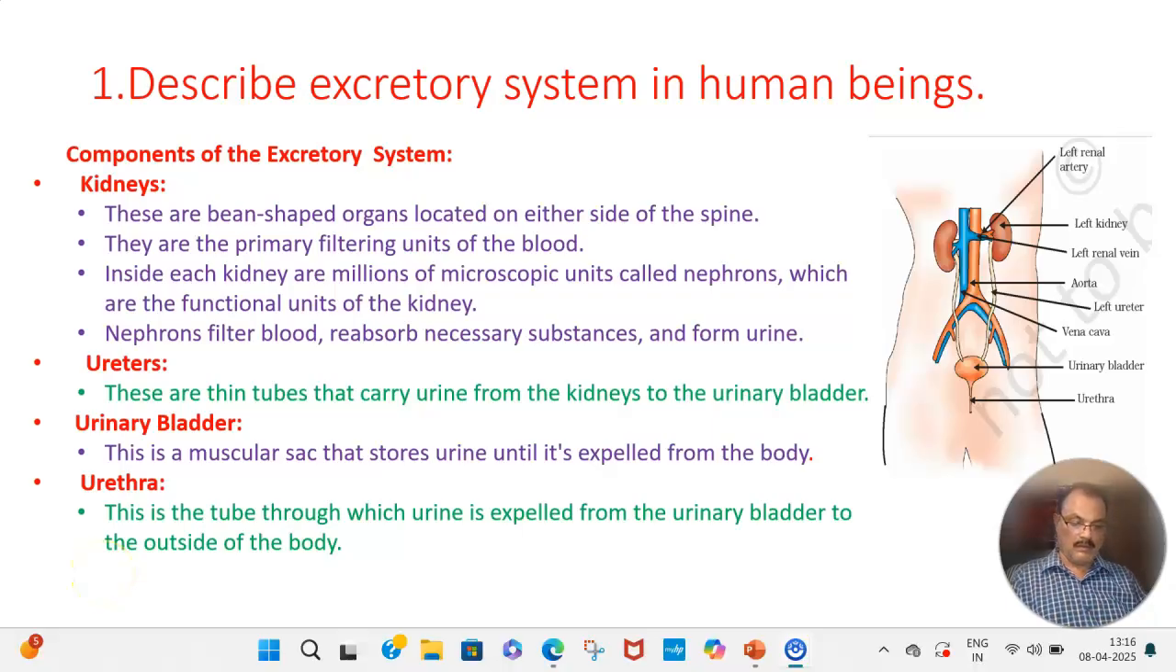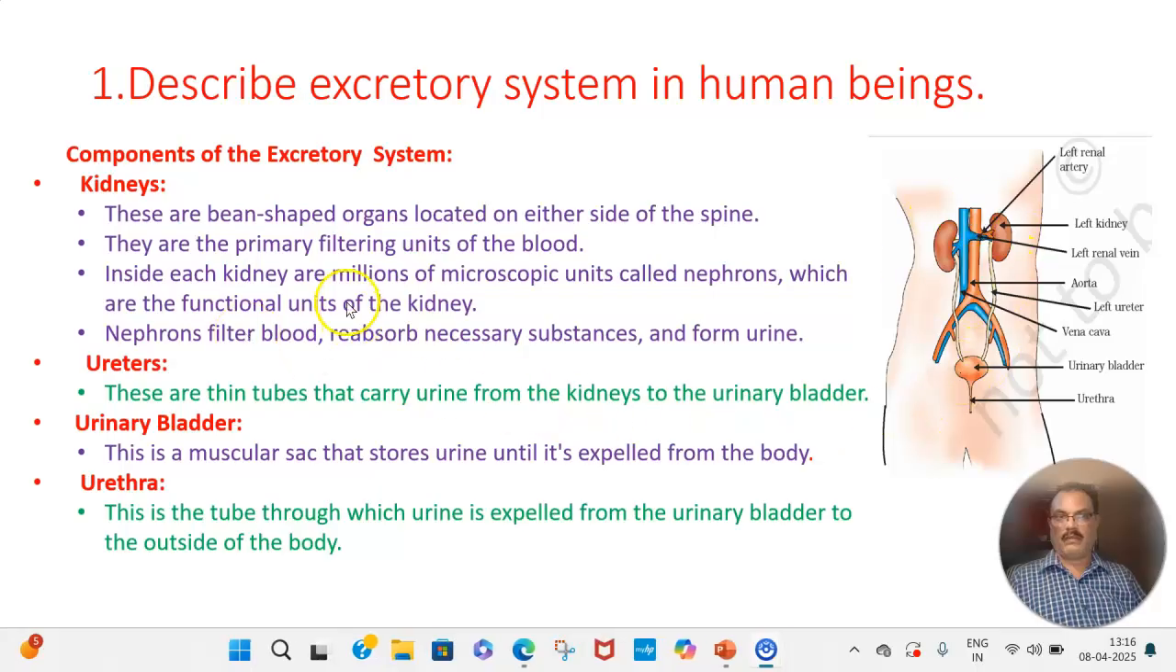Components of the excretory system. Kidneys. These are bean-shaped organs located on either side of the spine. They are the primary filtering units of the blood. Inside each kidney are millions of microscopic units called nephrons, which are the functional units of the kidney. Nephrons filter blood, reabsorb necessary substances, and form urine.